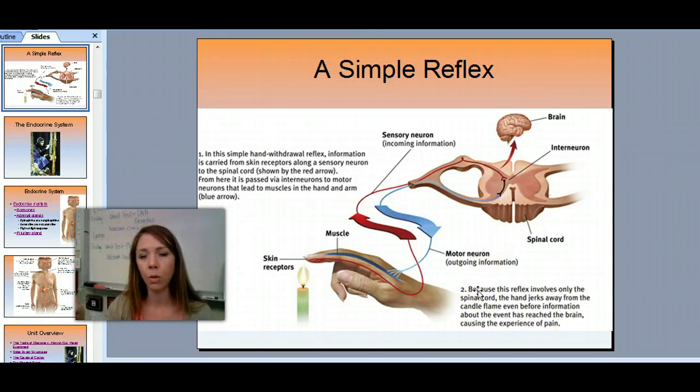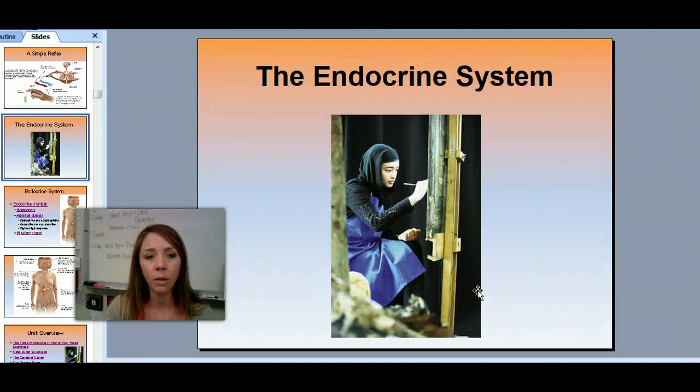So it goes to your spinal cord, it goes to an interneuron that goes right back to your motor neurons, it moves it away. So sense, move. It's a very quick reaction that does not involve your brain. So that's our nervous system. Now let's go into my endocrine system. Remember, my endocrine system is the slow nervous system.